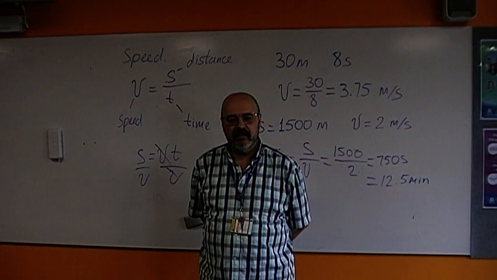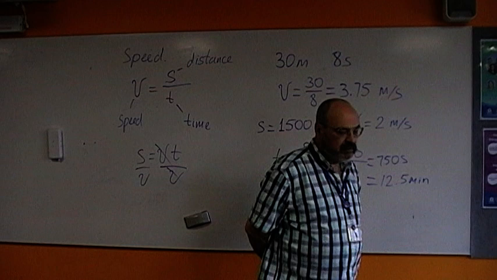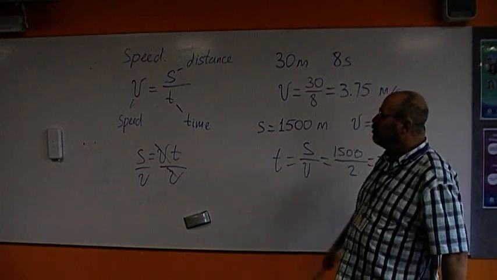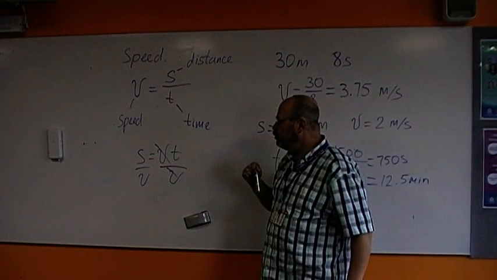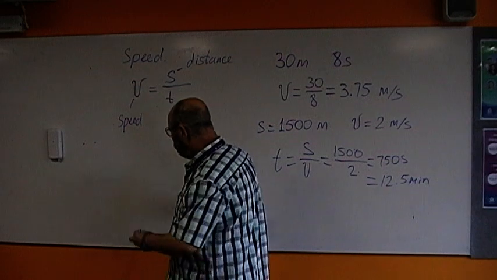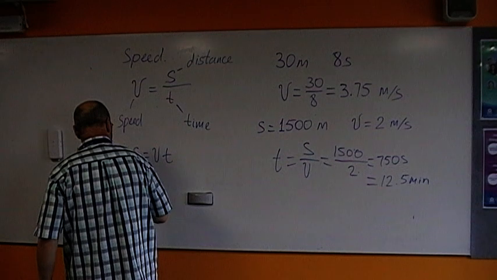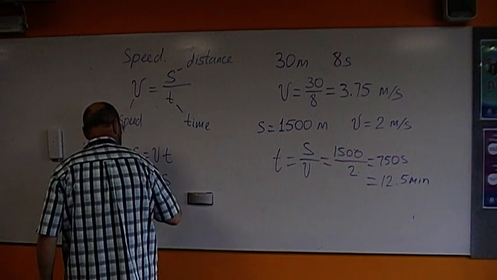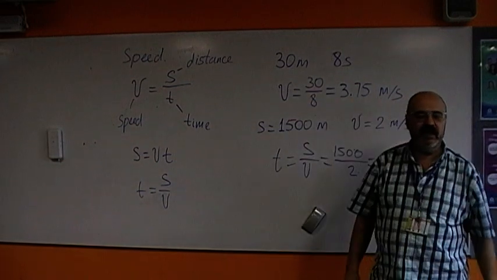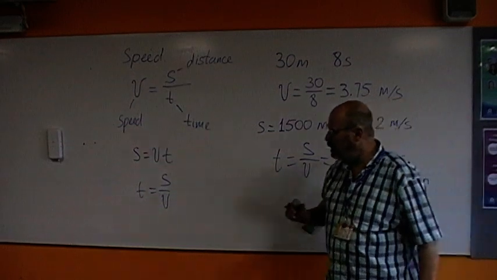So that is how we solve problems with speed. To find speed, we divide distance over time. To find distance, we multiply speed times time. To find time, we divide distance by speed. Now, I can summarize it by writing the formula in the next way.